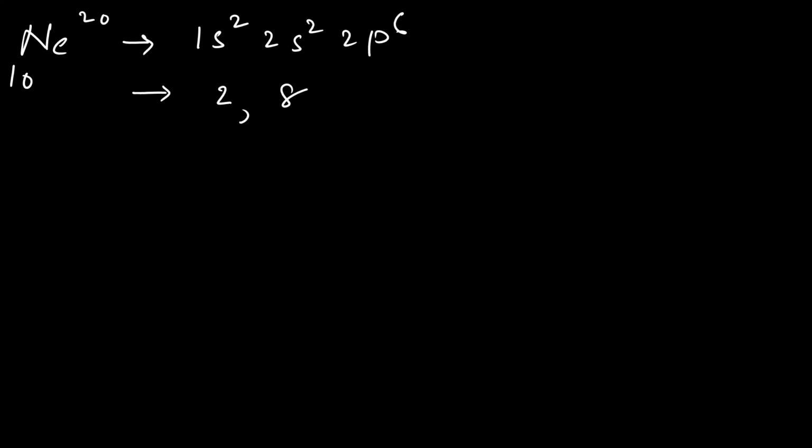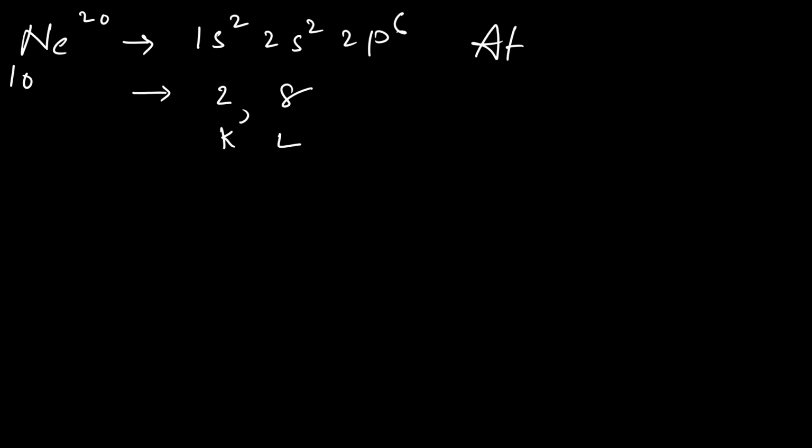Neon, with atomic number 10 and mass number 20. The configuration is 1s2, 2s2, 2p6. So here 8 electrons are there in the outermost shell. Or it can also be written as 2, 8, with K shell and L shell.